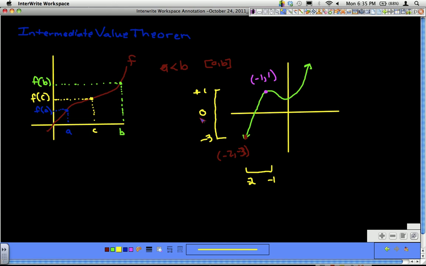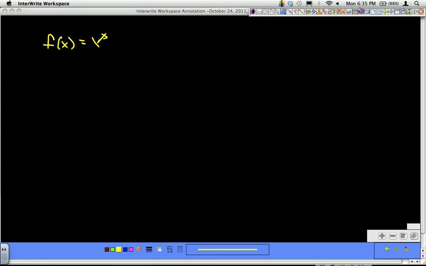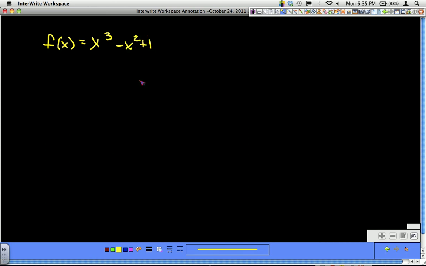Alright, so let's look at an example of this. Let's say we've got this equation. f of x equals x to the third. Again, that's technology at its best. x to the third minus x squared plus 1. Alright, now they might ask us to approximate the 0 using our intermediate value theorem.